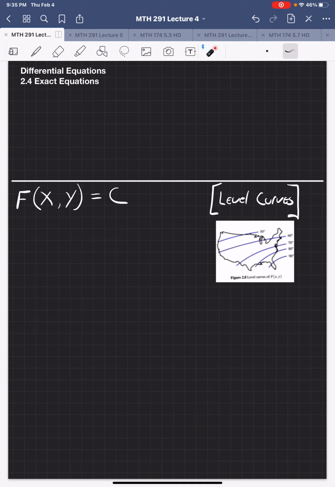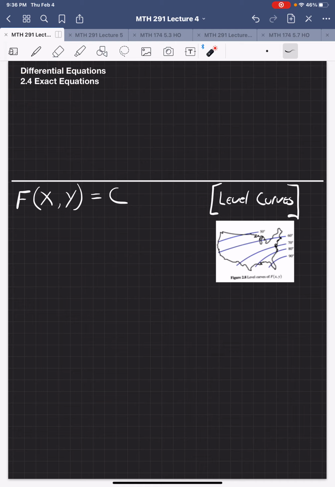All right, so welcome. We are in Chapter 2, Section 4, and let's recap some of the things that we've learned so far. We have learned how to solve differential equations by using a method of separation of variables. In the last section, we learned how to solve linear first-order differential equations. We now are going to learn how to solve another type of differential equation that we call an exact equation. Okay?